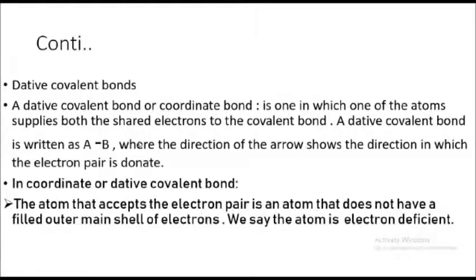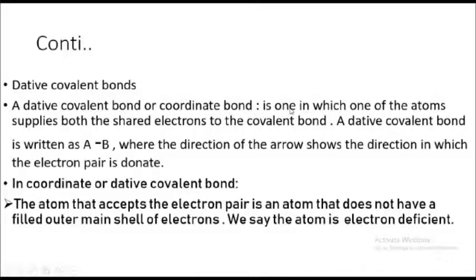The next point today will be the dative covalent bond. What is called a dative covalent bond, or coordinate bond? Dative covalent bond and coordinate bond are similar bonds that exist among covalent bonds, as the name indicates. There is something you need to remember: a dative covalent bond means the same as a coordinate bond. They have the same meaning, so if you say dative covalent bond or coordinate bond, they are just the same.